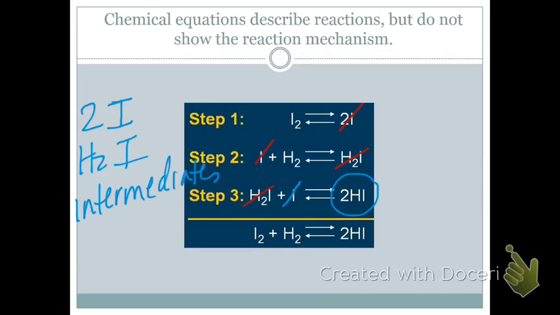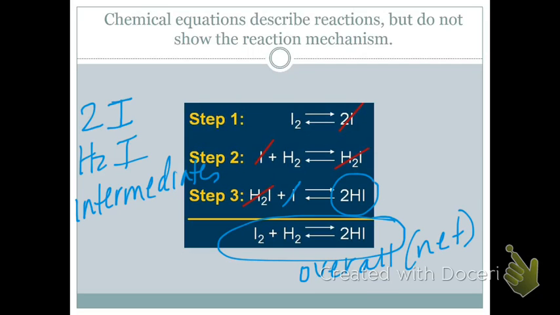Okay? Because they are created and then used up in subsequent steps. So our final net would be this one right here. So this would be your overall net. Because if we were to put this in a container, we wouldn't see evidence quite of these middle steps, but they have to happen in order to get the final product. So they're called intermediates because they're created and they immediately react.